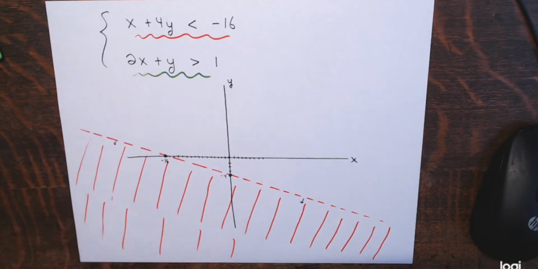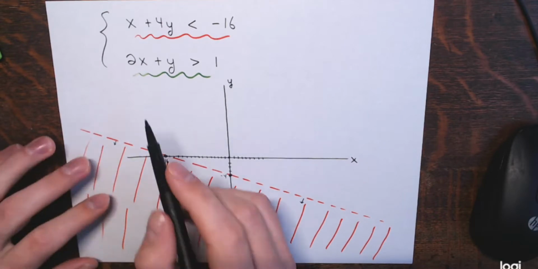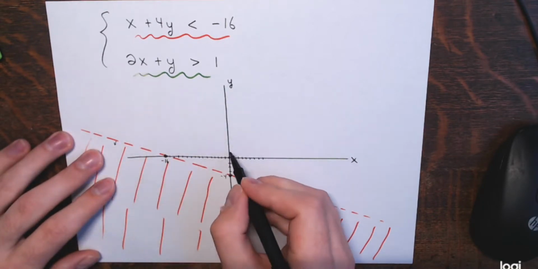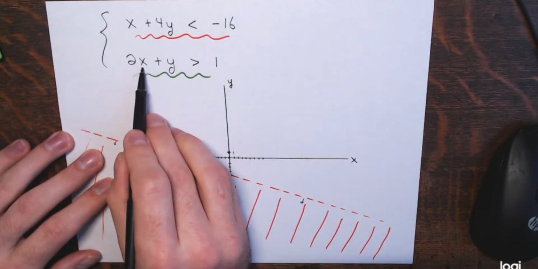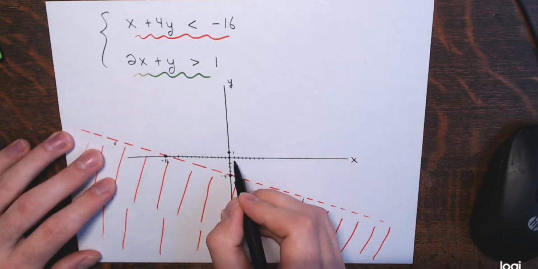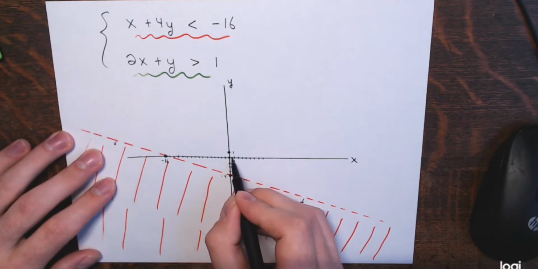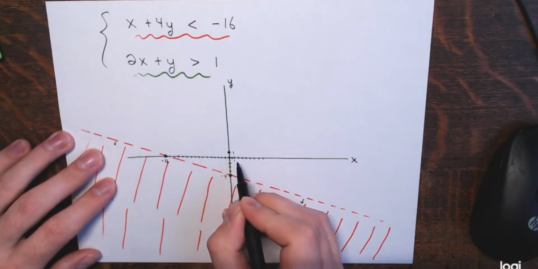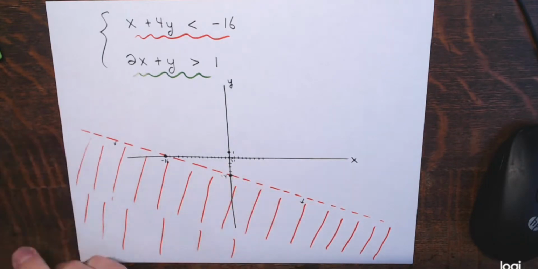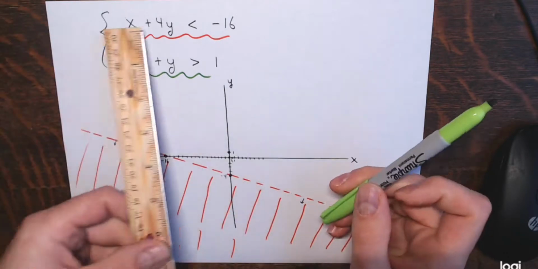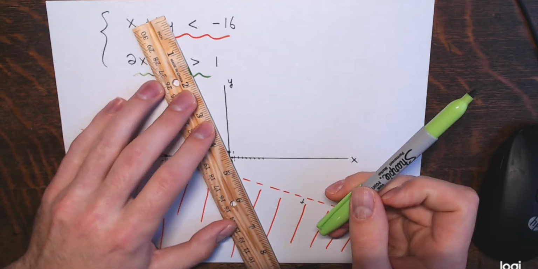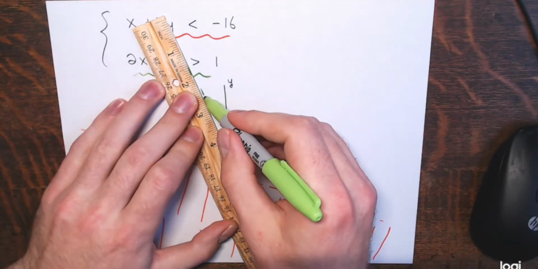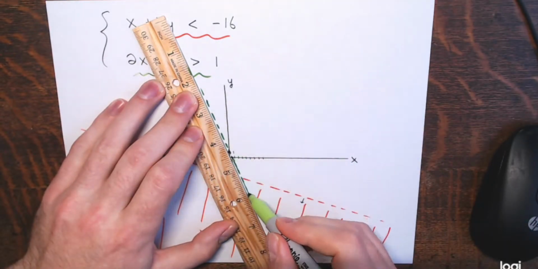All right, now the next inequality I'll graph in like a greenish color. Now 0, 1 would be the y-intercept. And then 1/2, 0 would be the x-intercept, right? So very close, between 0 and 1 there's a half. Again, another dashed line, another dotted line, like that.